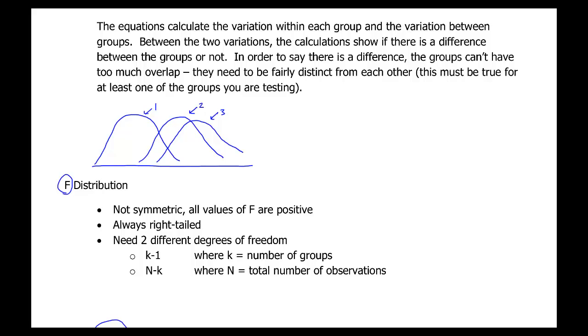You can see there's a lot of overlap between these groups. 2 and 3 especially are fairly similar to each other, but 1 has all this overlap with both 2 and 3. So if you had a case like this, you would probably end up with a p-value that's not significant. So these groups have overlap, probably no significant difference.